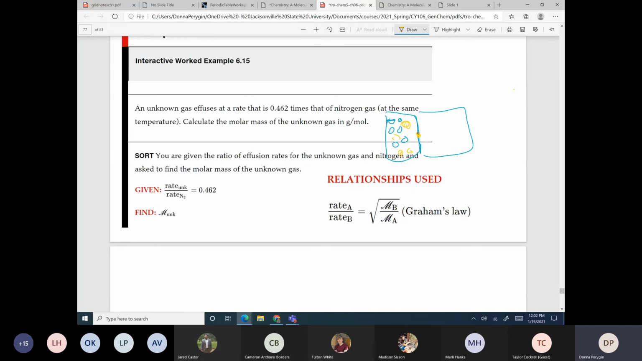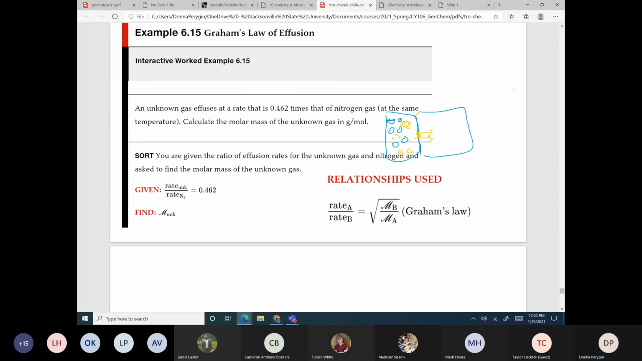All right, now we put a little hole between these two containers, and the other container over here is in a vacuum. So both the yellow and the blue, which would be A and B, are going to begin to go to the other side, and that's called effusion. The rate of the movement of A over the rate of the movement of B is equal to the square root of the molar mass of B divided by the molar mass of A. So what we know is the rate of the unknown divided by the rate of N2 is equal to 0.462.